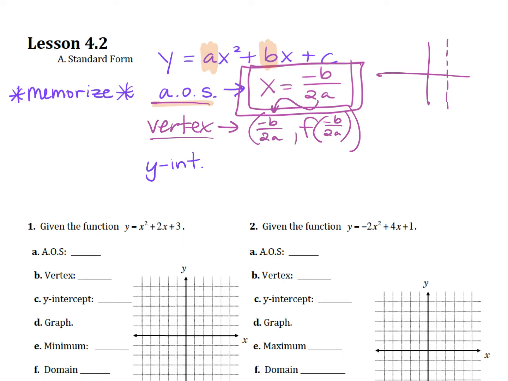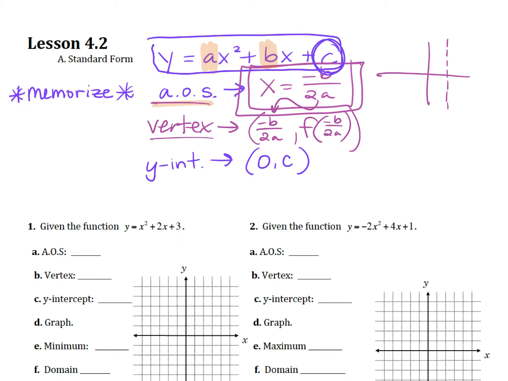Okay. Do you remember in vertex form how we found the y-intercept? We plugged in 0. Okay, now let's think about that. If I plug in 0 in this standard form, this goes away and this goes away. So what is your y-intercept always? C. Okay. So your y-intercept will always be 0, c. Whatever your c value is up here will be the y-intercept for that graph.